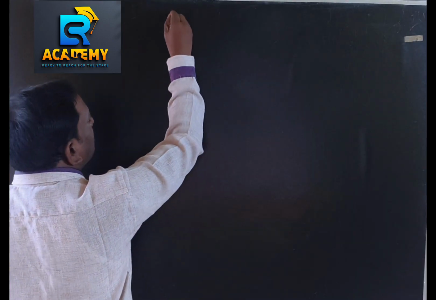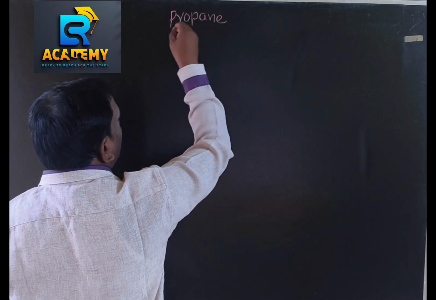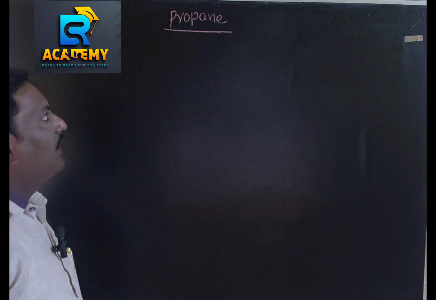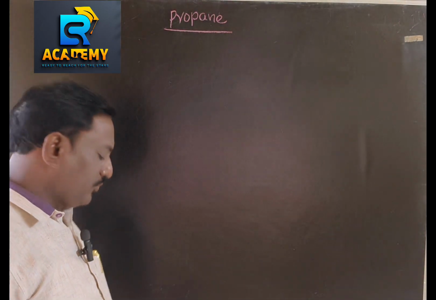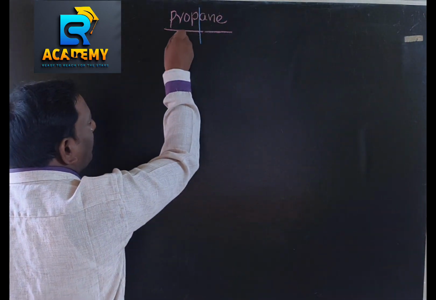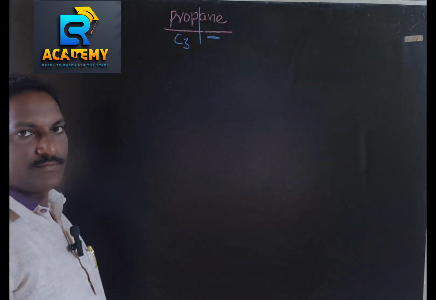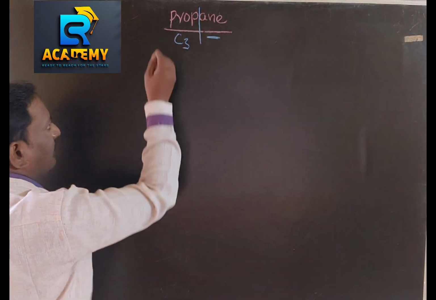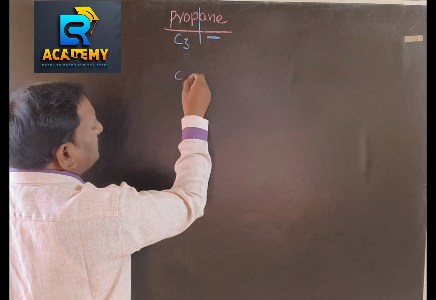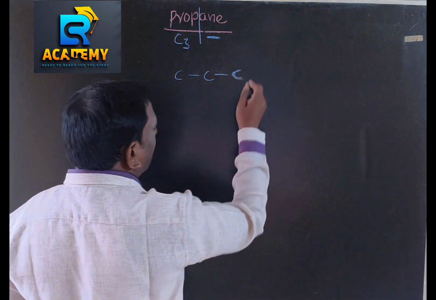The next one is propane. I said divide the name into two parts. Propane: prop means three carbon atoms, ane means only single bonds between carbon and carbon. So let us draw the structure: three carbon atoms with single bonds between carbon and carbon.